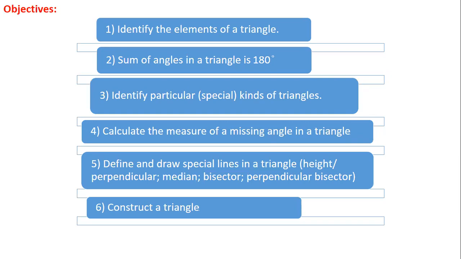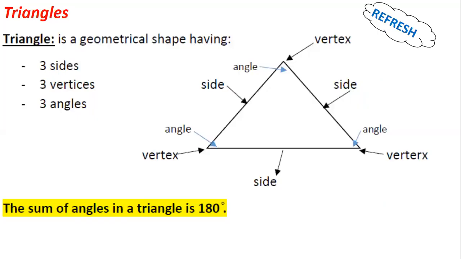The objectives of our lesson: number 1, identify the elements of a triangle. Number 2, know that the sum of angles in a triangle is 180 degrees. Number 3, identify particular or special kinds of triangles. 4, calculate the measure of a missing angle in a triangle. 5, define and draw special lines in a triangle: the height or the perpendicular, the median, the bisector, and the perpendicular bisector. Finally, we will refresh our memory and remember how we construct a triangle according to given data.